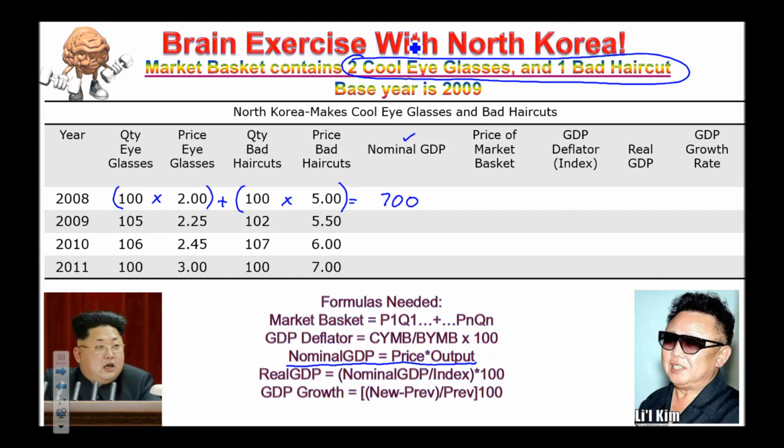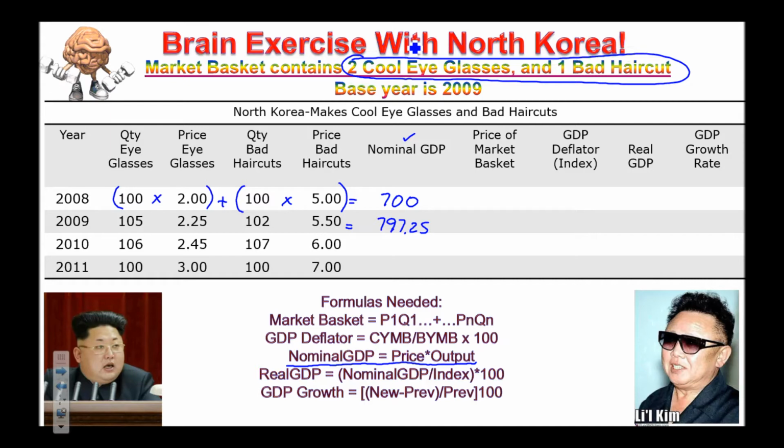Now I think I'm going to need my calculator for the other ones here. But we do the same thing for the second year. Take 105, multiply by 2.25, get an answer. Then add to that 102 times 550. And now in the second year, we have GDP of 797.25. Year 3, 106 times 2.45.